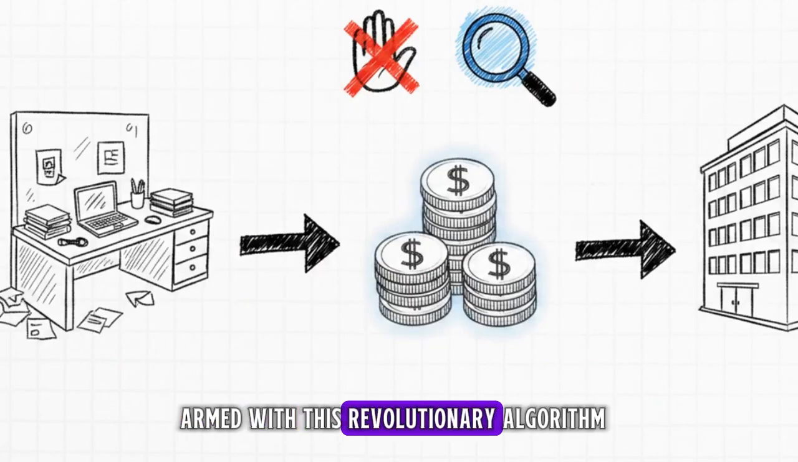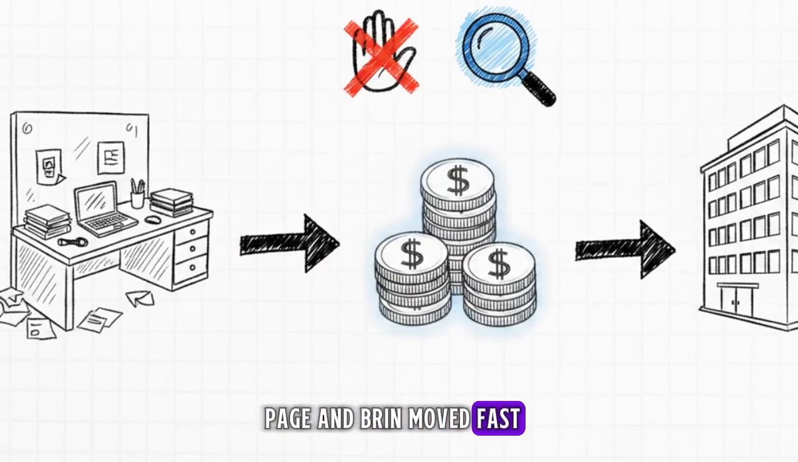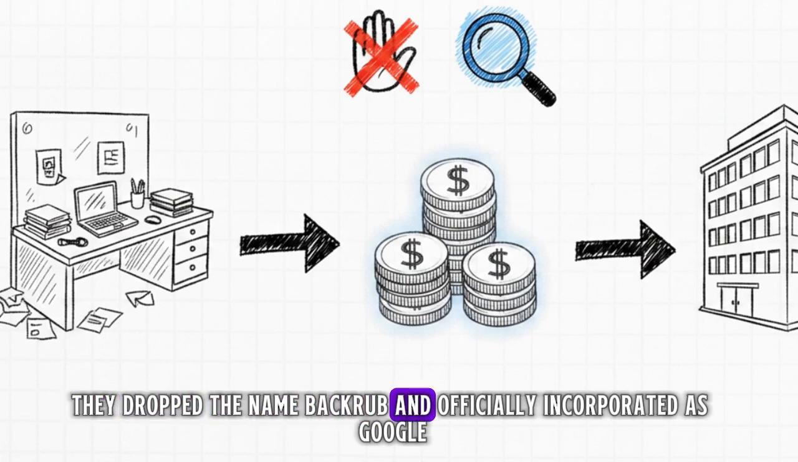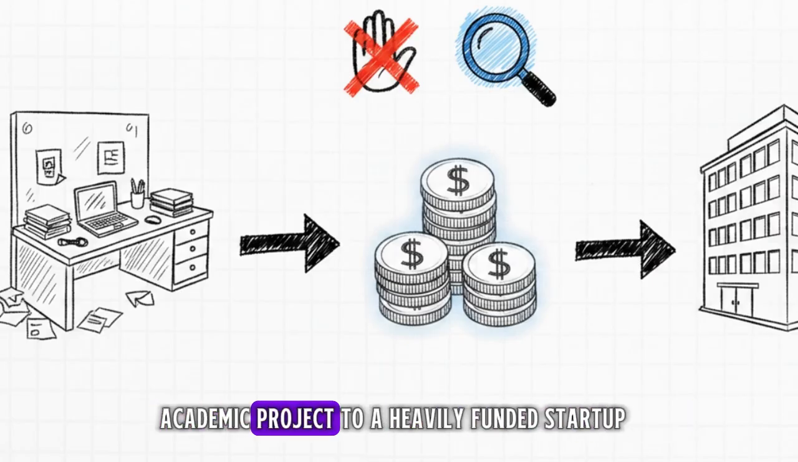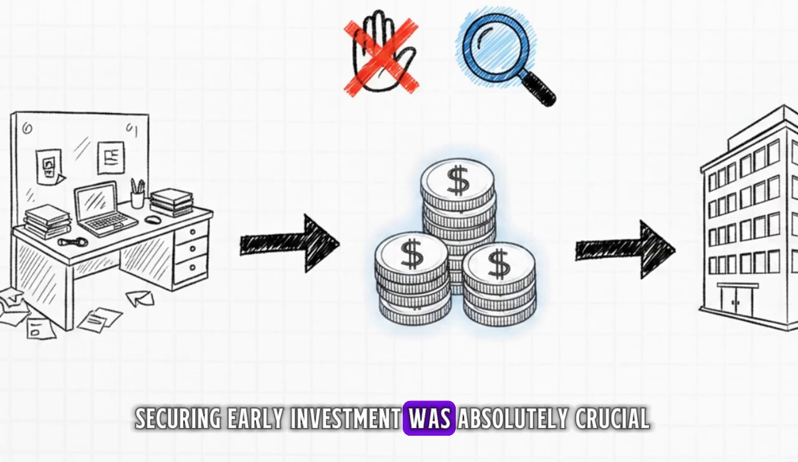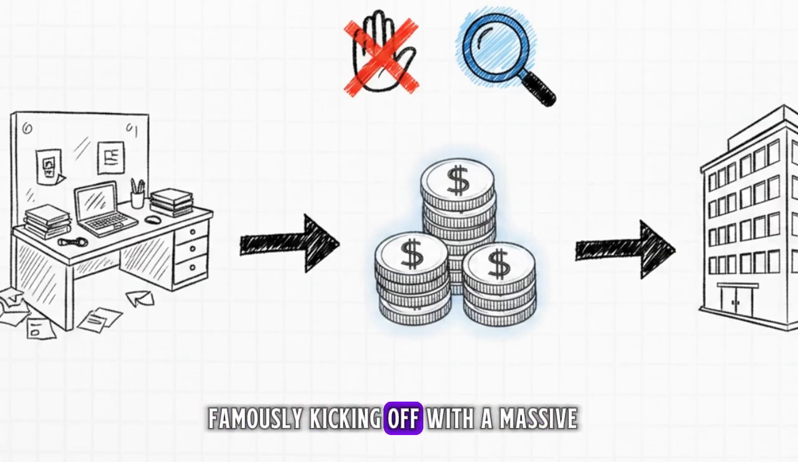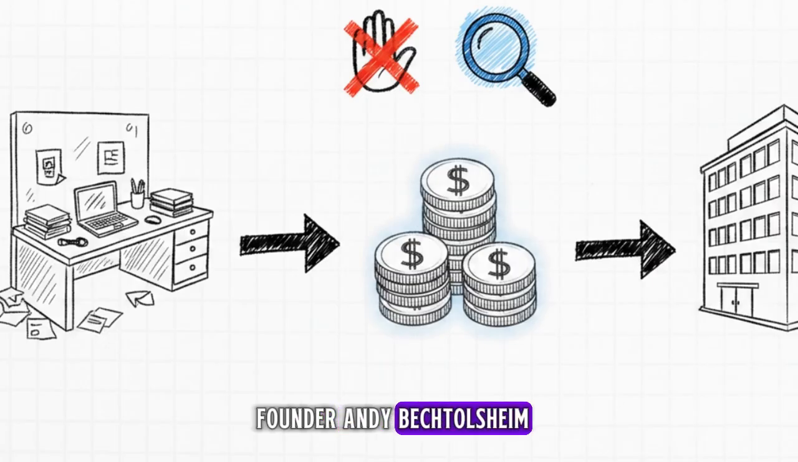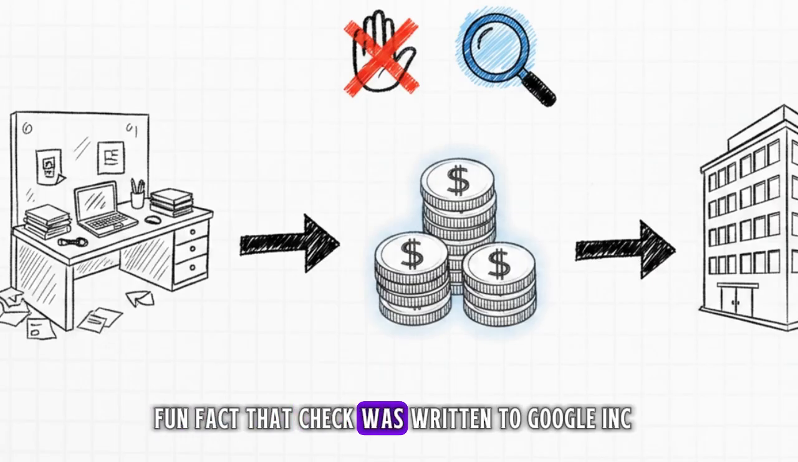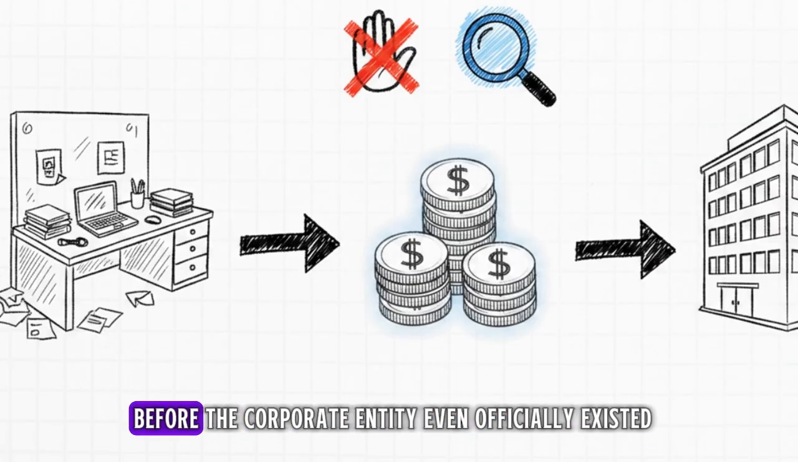Armed with this revolutionary algorithm, Page and Brin moved fast. They dropped the name Backrub and officially incorporated as Google. This marked a rapid, massive transition from a dorm room academic project to a heavily funded startup. Securing early investment was absolutely crucial, famously kicking off with a massive $100,000 check from Sun Microsystems co-founder Andy Bechtolsheim. Fun fact, that check was written to Google Inc. before the corporate entity even officially existed.